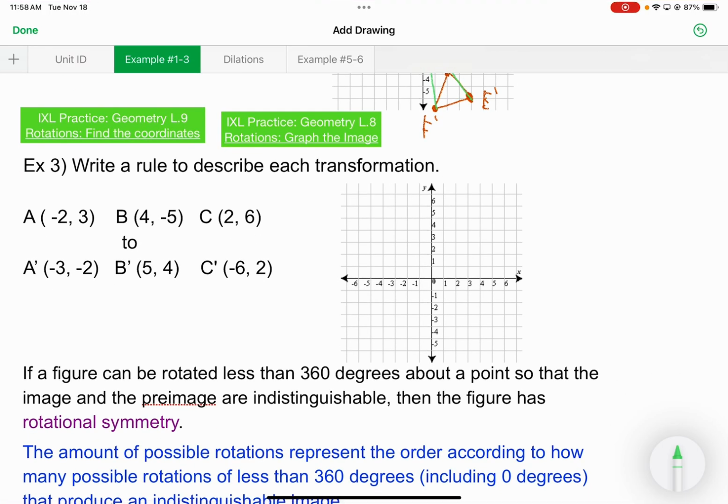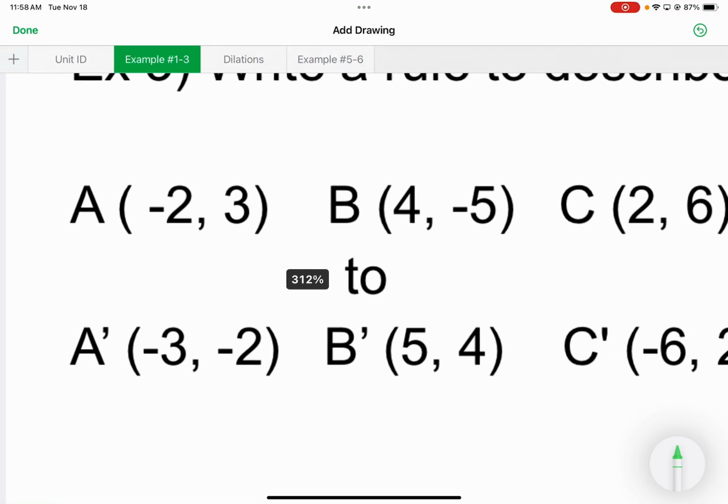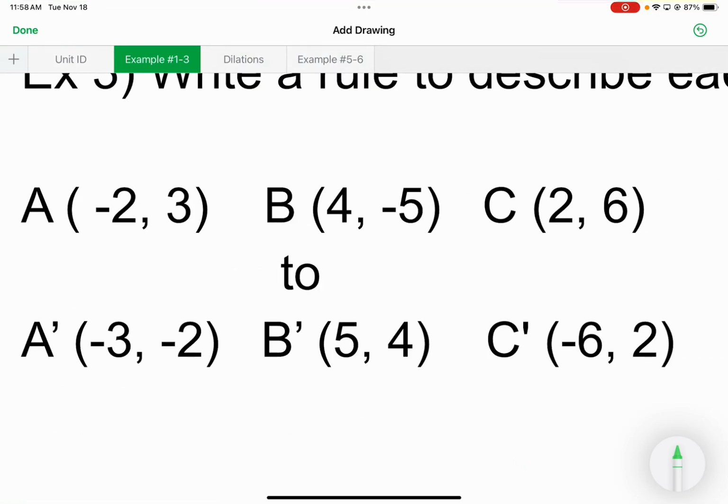All right, write a rule to describe each transformation. There's a couple ways we could do this. We could either just analyze the points and try to figure out what's happening, or we could plot each one and visually figure out what's happening. What would you prefer? Study the coordinates or plot the points? I'm going to make you do both either way. Which one do you want to do first? Study the coordinates? Yes. Negative 2, 3 turns into negative 3, negative 2.